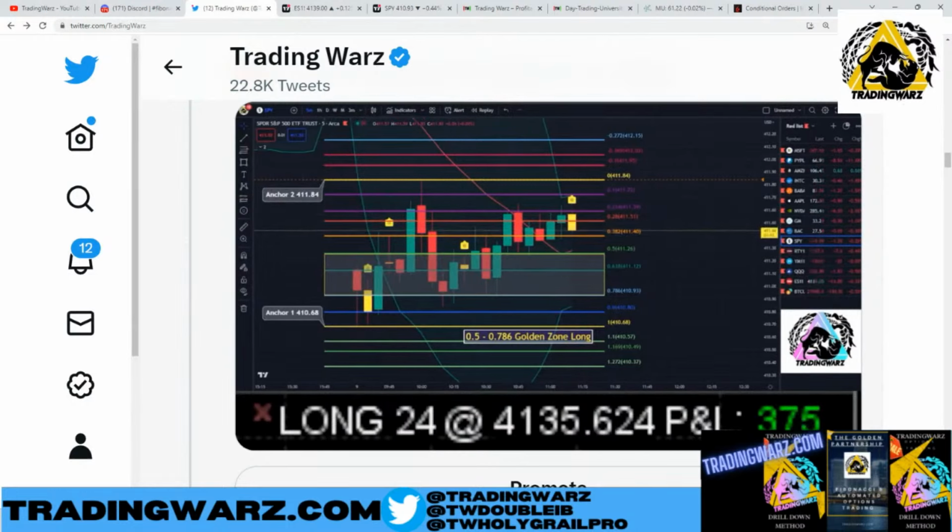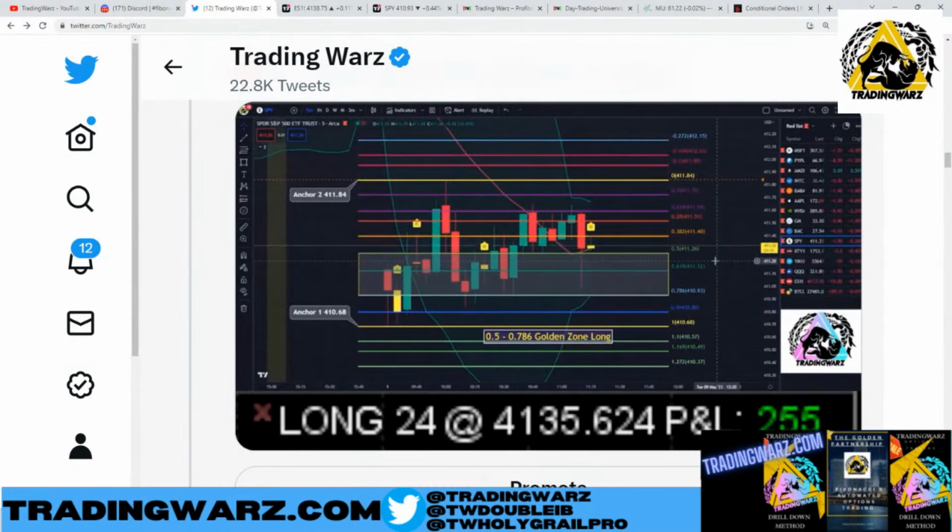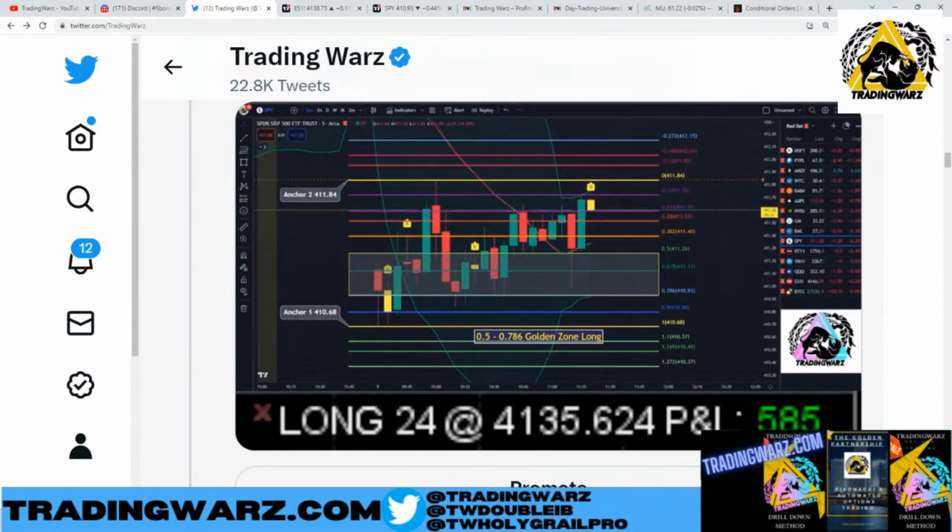But for this particular trade, what we're trying to do is just get to a new high of day, which will be above the anchor 2, which is 411.84. Because that will give us a 3-to-1 risk reward. And with the 3-to-1 risk reward, we only need to win.